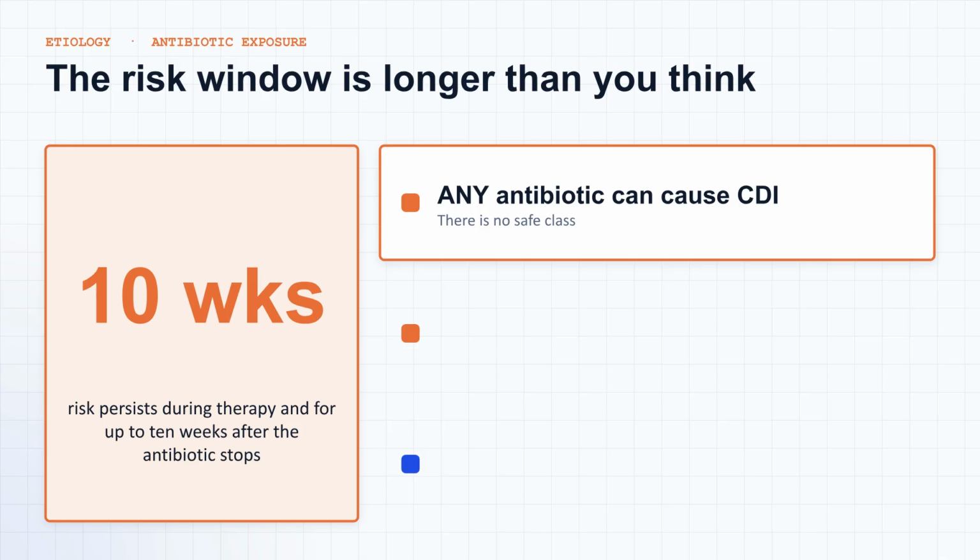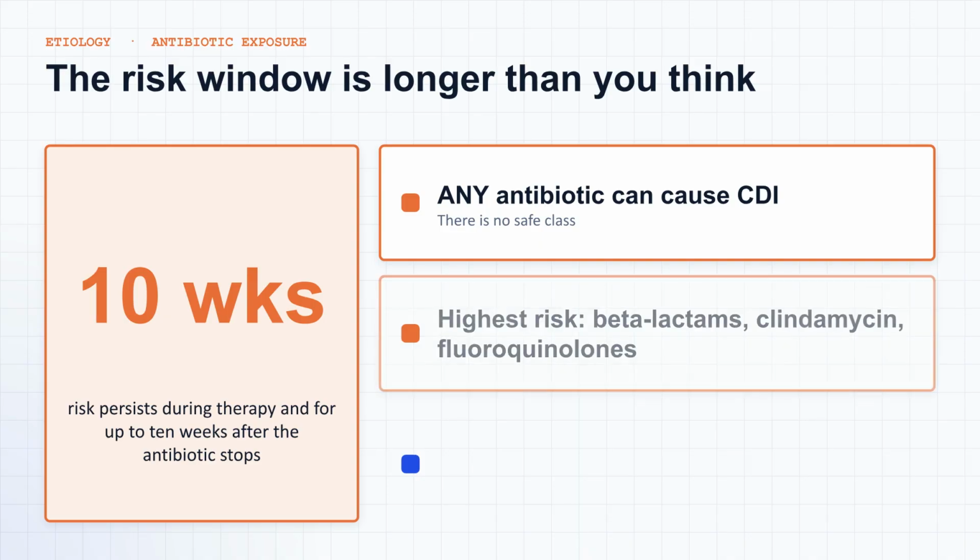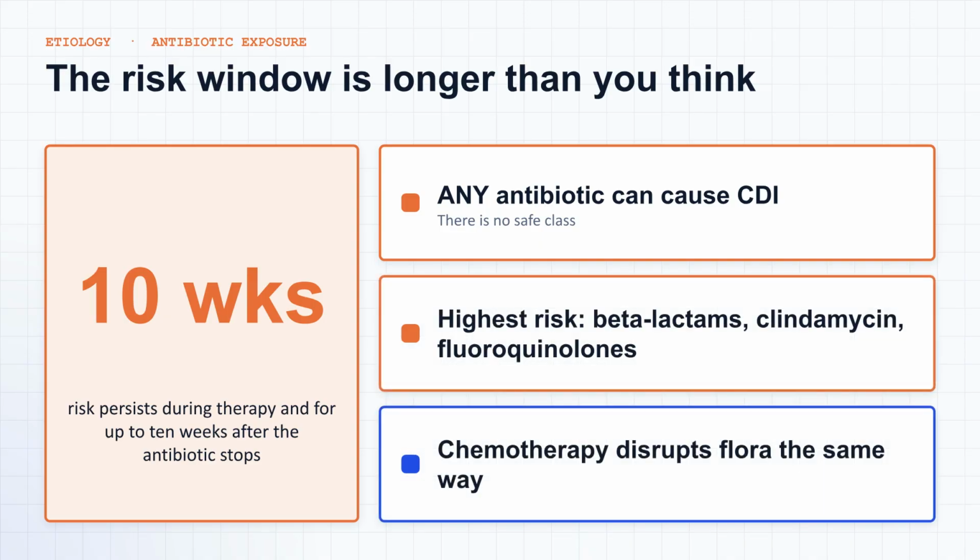The classic high-risk agents are the beta-lactams, clindamycin, and the fluoroquinolones. And remember chemotherapy. It disrupts colonic flora the same way antibiotics do. One practical tip. When you review the chart, look at the discharge summary from the last admission. Antibiotics given at another hospital are the ones patients forget to mention.